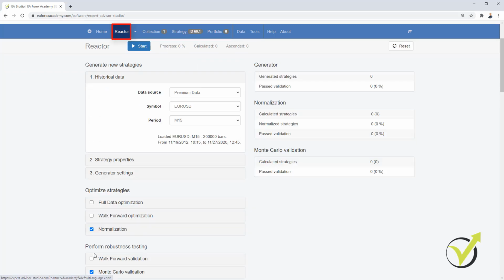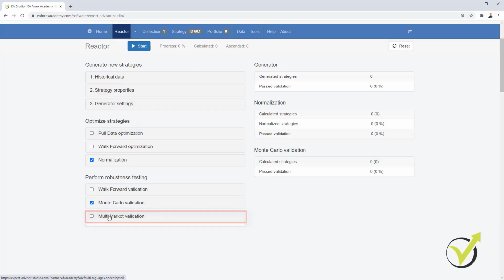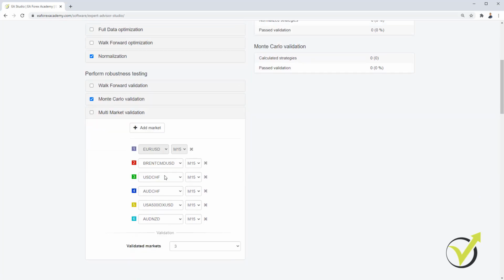And if I go back to the Reactor and I go to multi-market, this is the last one that we have in the list, we will be able to see if the strategy that comes from the generator that passed the optimization, the Monte Carlo, everything on the top, and it reaches the multi-market, we will be able to check if this strategy is performing well on the other markets as well. And we can change these markets to whatever we want. Usually if we are generating for euro dollar, for example, we want to know how the strategy performs on other currency pairs, okay? Not on gold or stock or oil or anything like that.